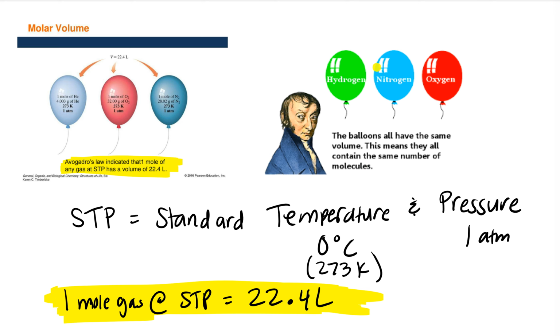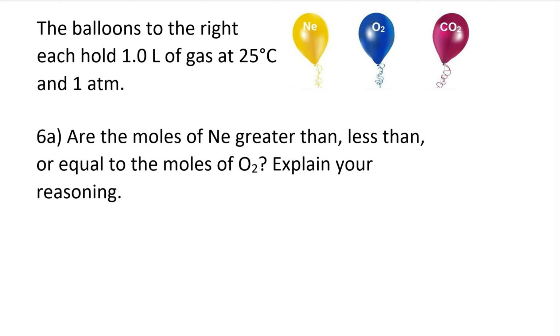So let's apply this. We have 3 balloons here: neon, oxygen, and carbon dioxide. Each balloon contains 1 liter of gas at 25 degrees Celsius and 1 atm of pressure. All 3 are probably sitting in the same room, so they have the same temperature. They told me the volume was constant, and that pressure is constant at 1 atm. They're asking: are the moles of neon greater than, less than, or equal to the moles of oxygen? Let's explain our reasoning.